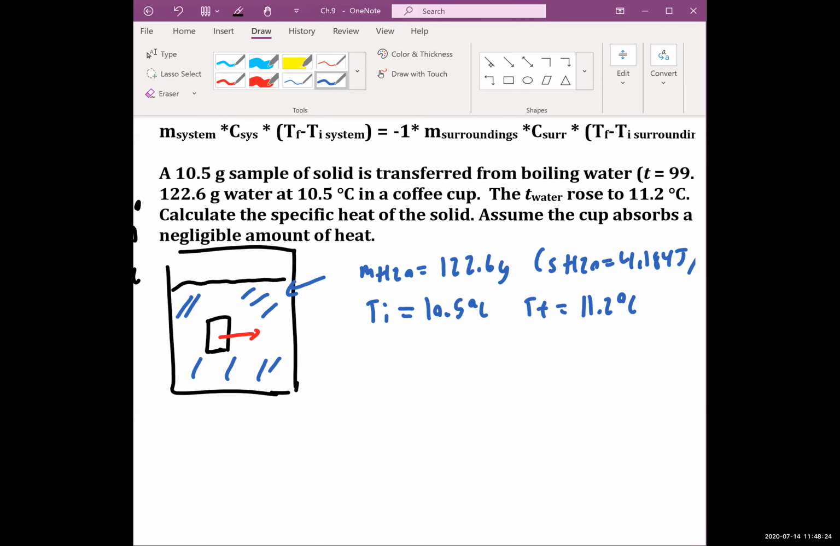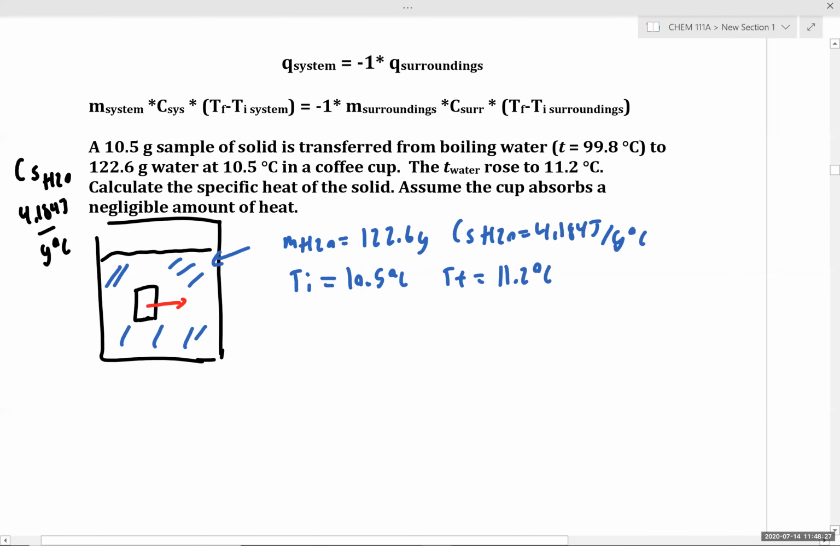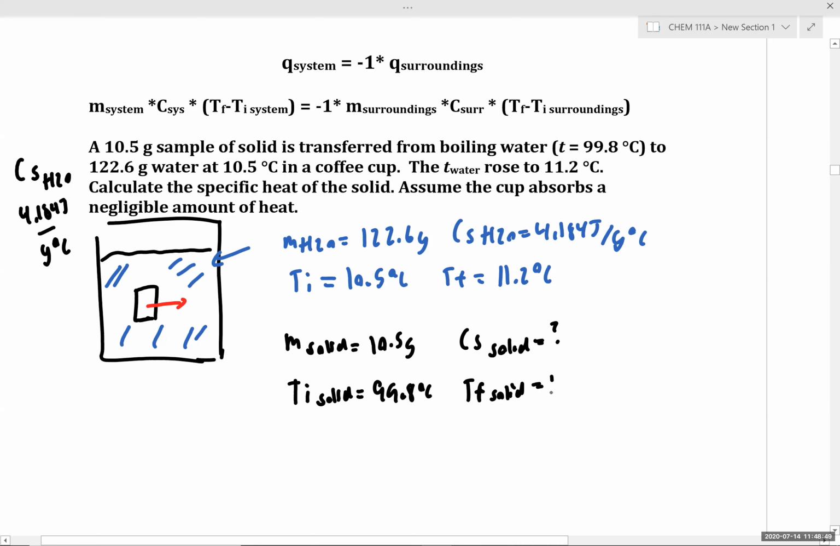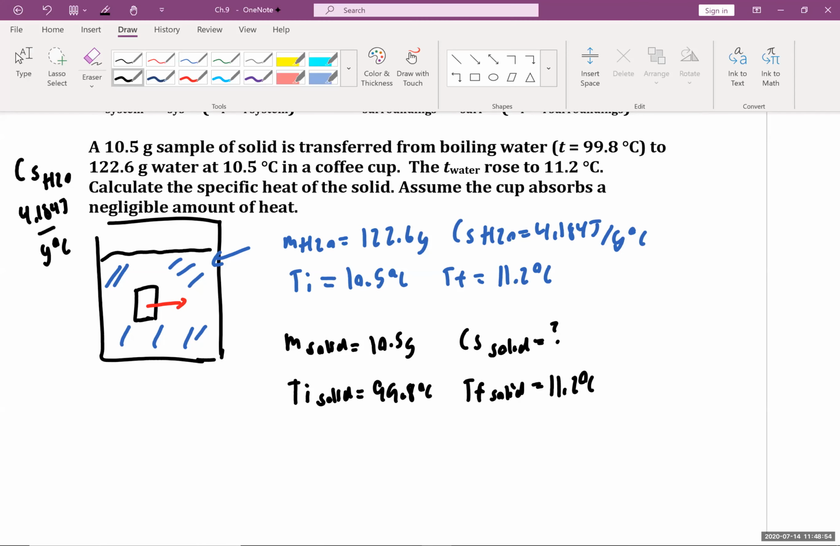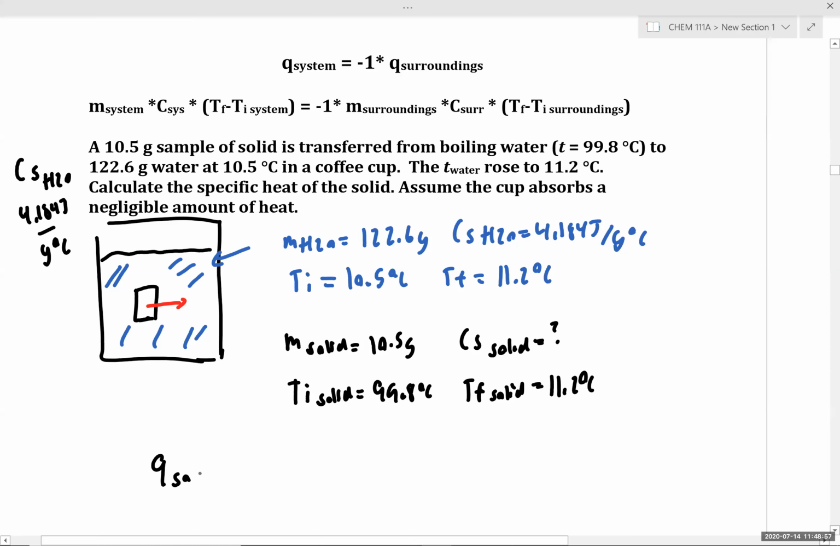Okay, now let's look at our sample. The mass of our solid is 10.5 grams. The specific heat of our solid, well, that's what we're trying to figure out, of course. The T initial of our solid is 99.8 degrees Celsius, and the T final of our solid is 11.2 degrees Celsius. Okay, so now we know that Q solid is equal to -1 times Q water.